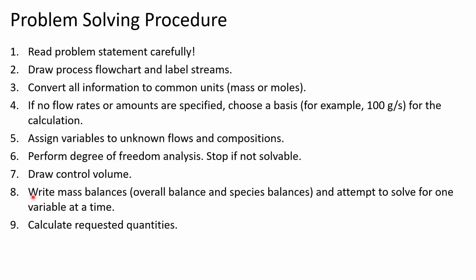Next, we'll draw that control volume for our balances, and we'll write those mass balances out in step 8. For each control volume, we'll write an overall balance and a balance for each of the species. And then we'll attempt to solve for one of the unknown variables associated with that control volume. Sometimes we can solve for one at a time, but there are times in which we have to solve multiple equations and multiple unknowns, as we've done previously when we had to solve 2 equations and 2 unknowns. And finally, step 9, there are often additional quantities that are asked to be calculated, and we'll have to do that.